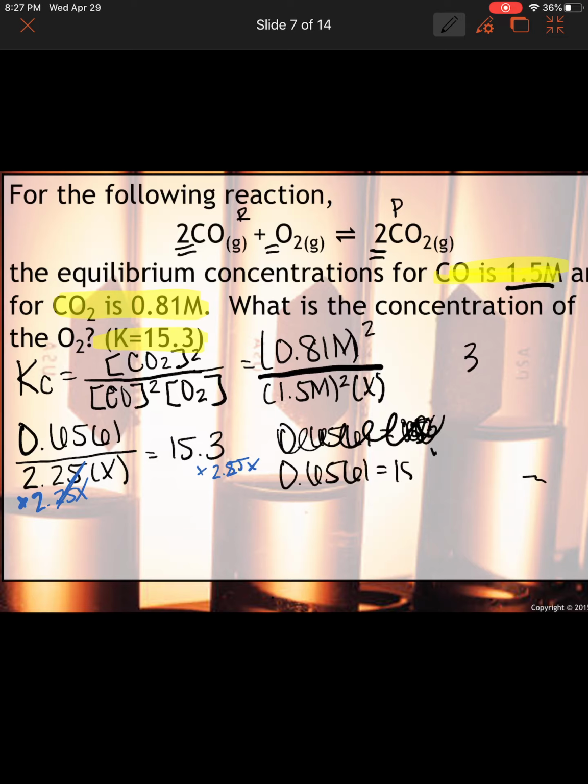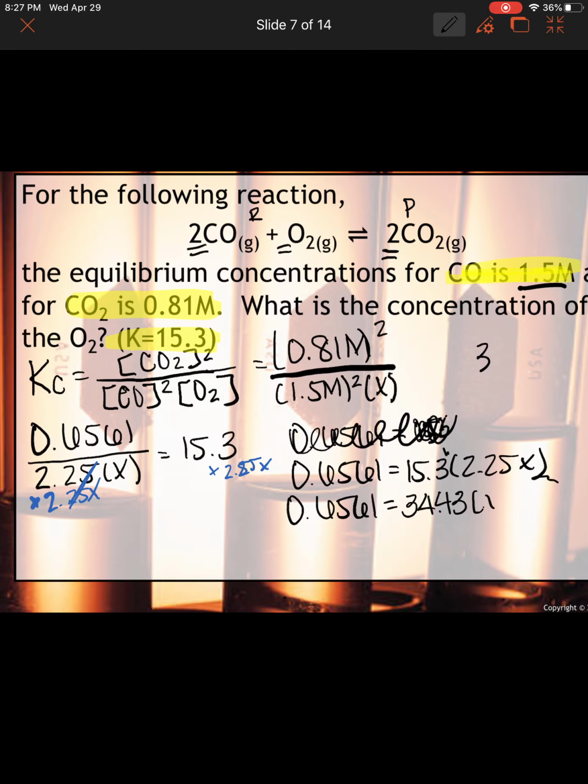0.6561 is equal to 15.3 times 2.25x. Okay, so we need to distribute that 15.3. So 15.3 times 2.25x is going to give us a relatively larger number. 15.3 times 2.25 is 34.425. So I have 0.6561 is equal to 34.425x. So I'll put 34.43.